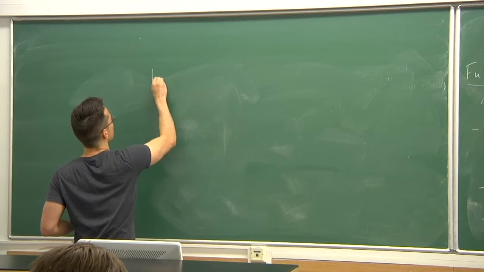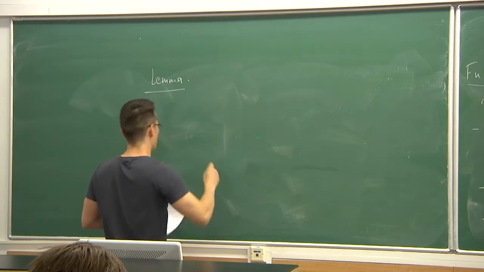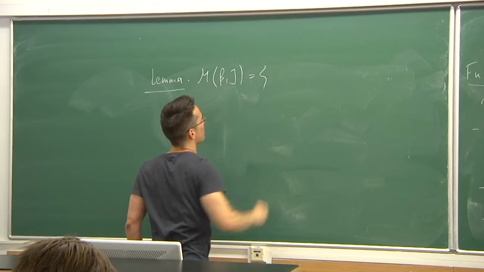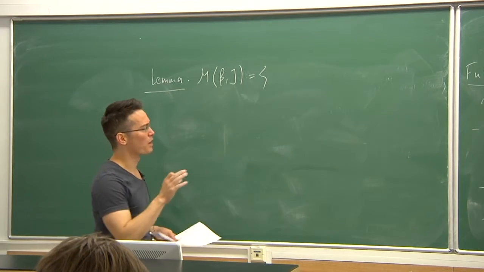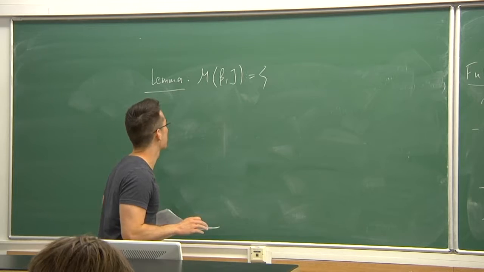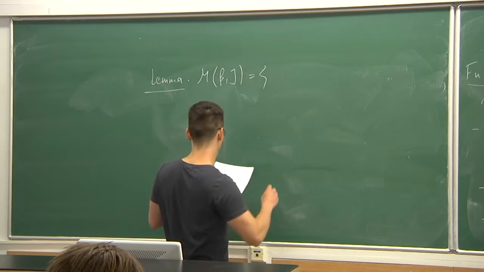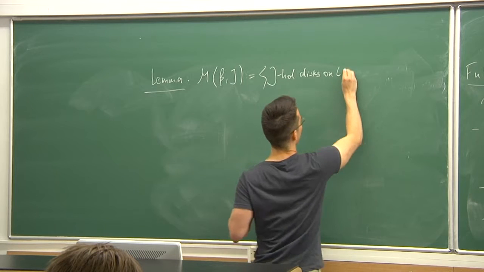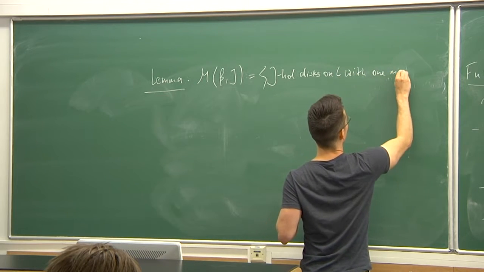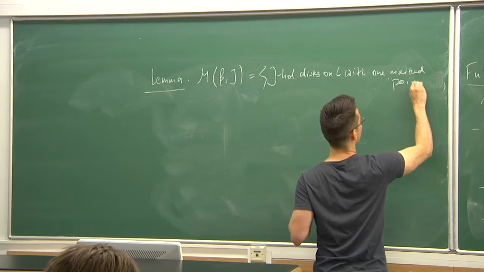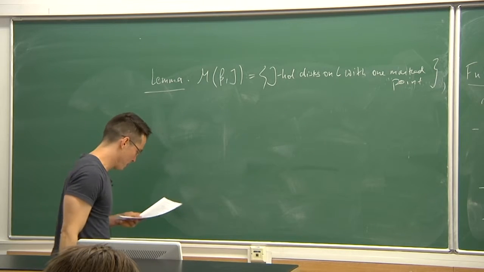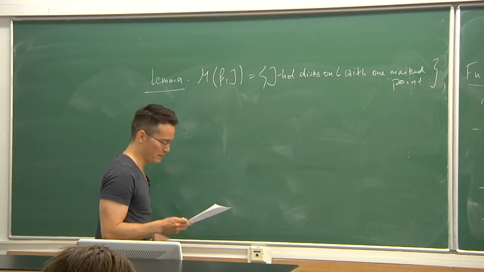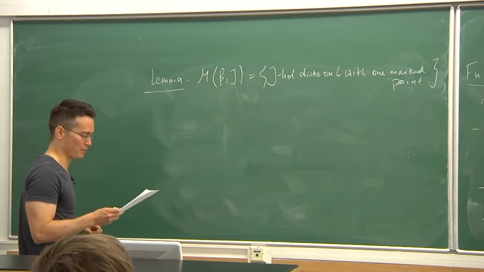Okay, so now let me write down the following statement. We consider the moduli space, which I call M(beta, J). This is defined to be the space of all J-holomorphic disks with boundary on L that represent the class beta, and I also want them to have one marked point. So under this genericity assumption for the almost complex structure, this moduli space is a smooth, oriented, compact manifold of dimension n.